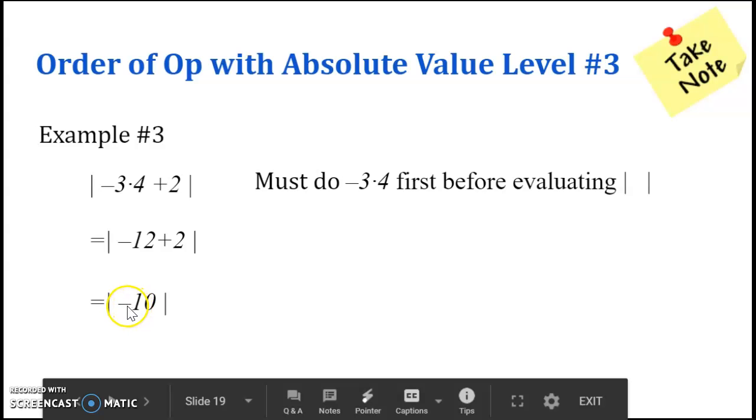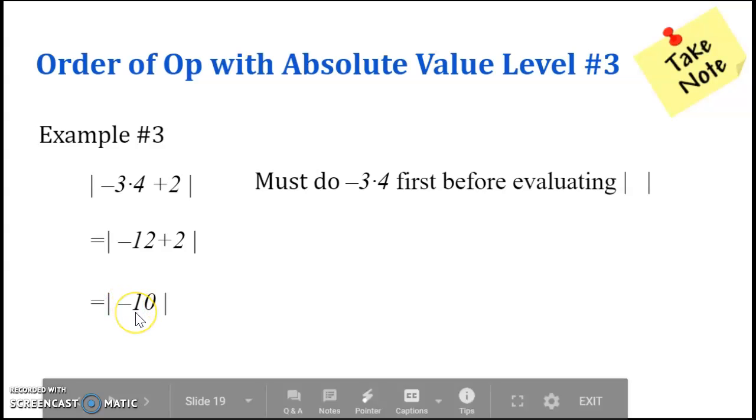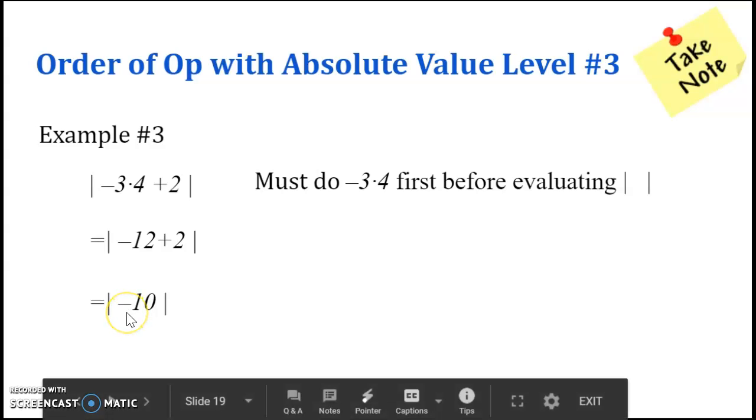Now we are asking ourselves, how far is negative 10 from 0? Or what is the absolute value of negative 10? It's just 10. This is where the absolute value symbol goes away as you evaluate. What is the absolute value of negative 10? It's 10.